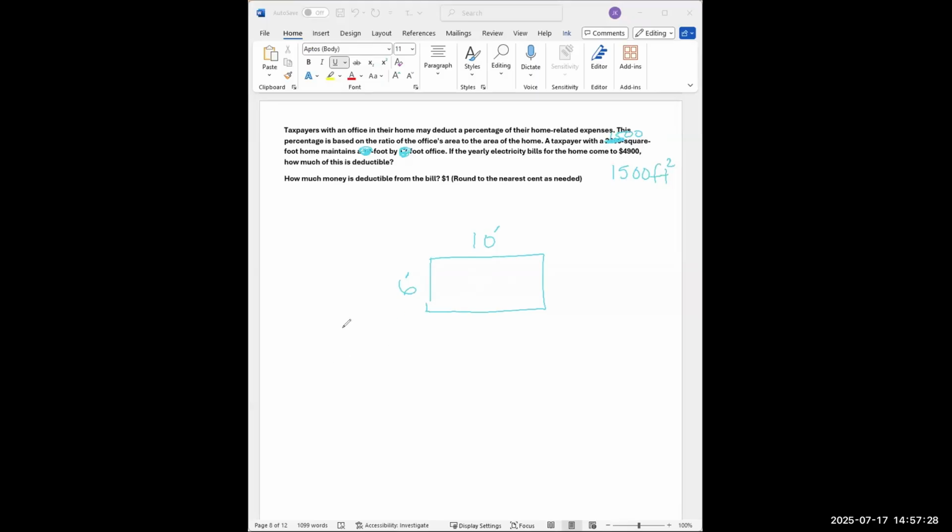So what I need to do is compare the office to the home. So just the office compared to the whole home. And whatever the areas are, the ratio of the areas needs to be the same as the ratio of the electric bill.